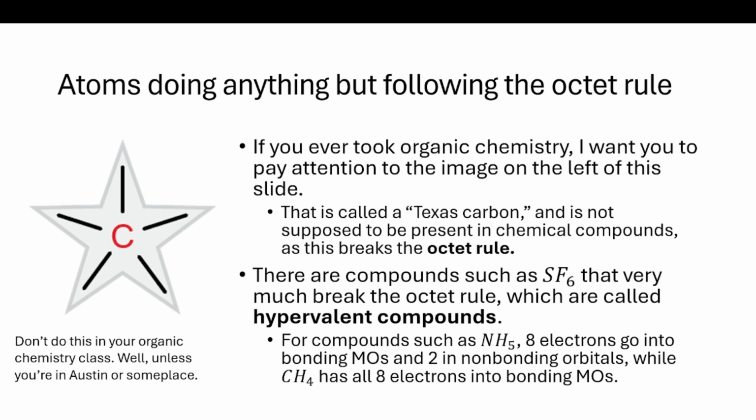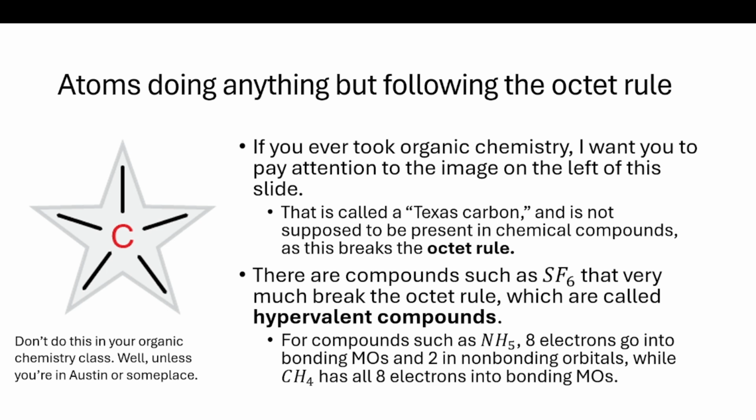However, there are very much compounds, such as sulfur hexafluoride, that break this octet rule. If you look at its structure, sulfur has 6 bonds coming out of it. That's 12 whole electrons. So that can be possible for atoms such as sulfur and phosphorus. They can form these hypervalent compounds.